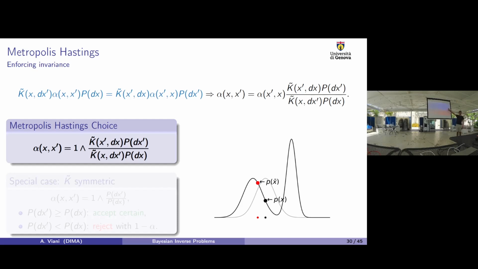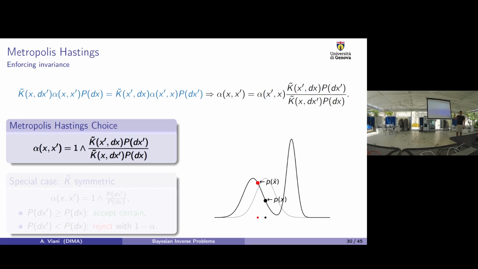There are a lot of choices, because this also means only that alpha should be less or equal than this ratio. Alpha is a probability, so it's less or equal than 1. The Metropolis Hastings choice is the optimal one: we take the biggest one. So the Metropolis Hastings choice is the minimum between 1 and the ratio of moving from x prime to x over moving from x to x prime.